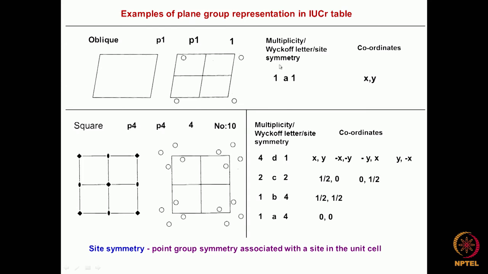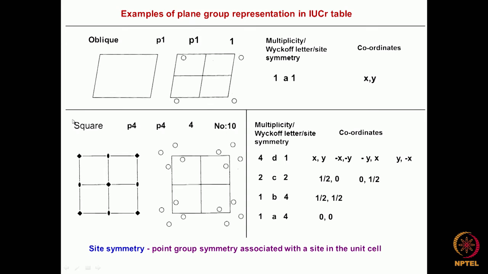In the International Union of Crystallography table, there are 2 things which are important when we want to generate crystal structures, 2-dimensional structures. Essentially what we should know is what are the special and general positions for the motifs which have to be placed, and how are they graphically represented. These are the 2 important pieces of information which we require.